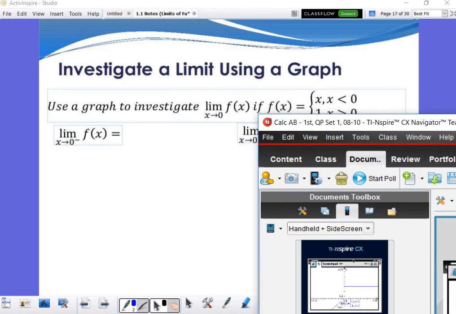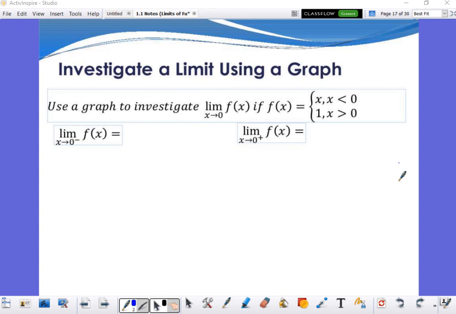Okay, so let's see. Now, using your graph right here, what is the limit from the left hand going to? From the left side, what is my limit going to? It's going to 0, right? So this is going to be equal to 0. And from the right hand, from the right side, what is the right side going to? 1.